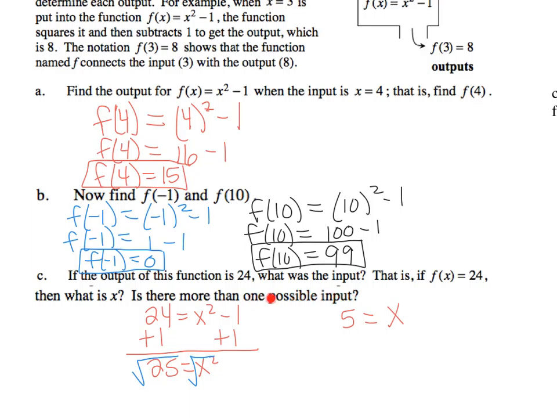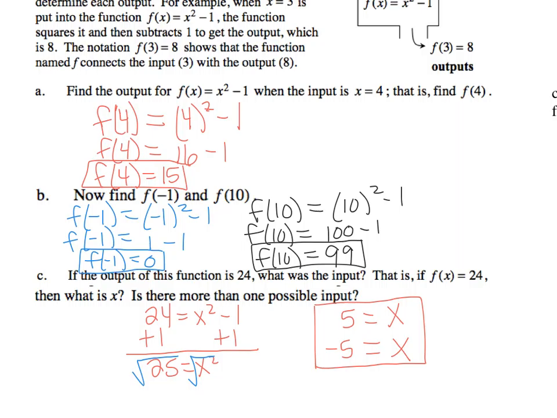Is there more than one possible input? Well, let's think carefully about squaring. What other number could we square to get positive 25? The answer would be negative 5. Both 5 and negative 5, when squared, when multiplied by themselves, would give us positive 25.